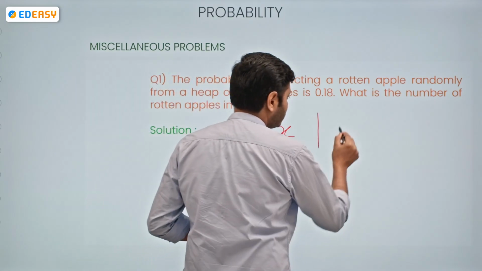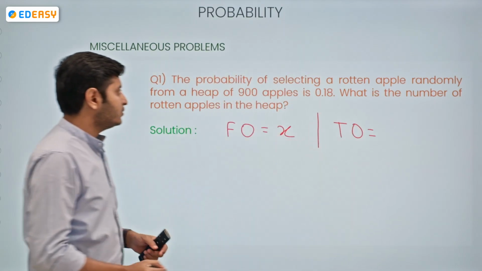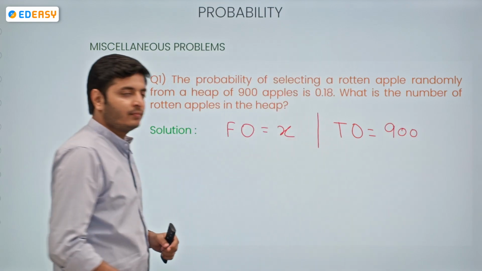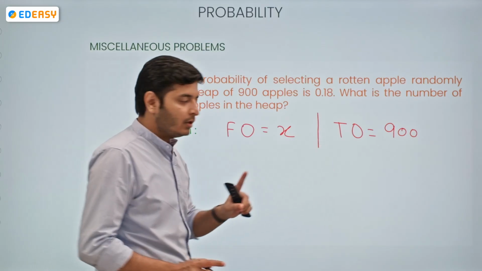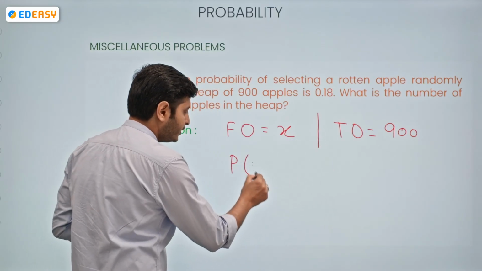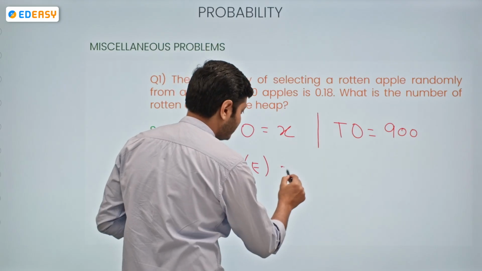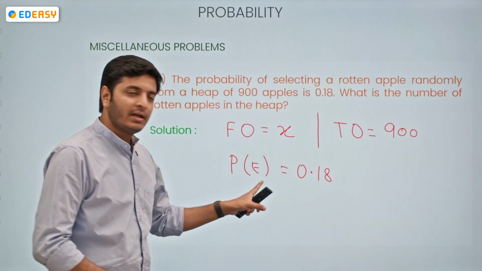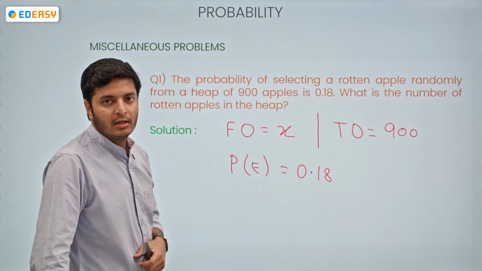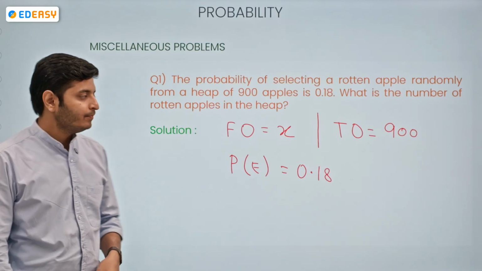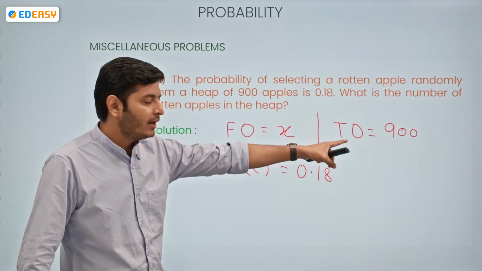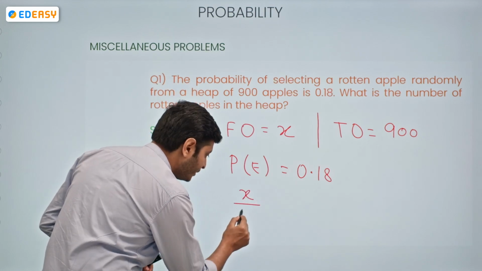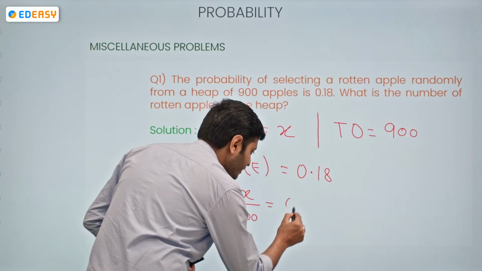Total number of outcomes is what? It is already given: a heap of 900 apples. So total number of outcomes is 900. But along with this, one more thing is given to me, that is the probability of this event to happen, 0.18. Now I'm gonna replace P of E with the formula. How to calculate P of E? Total number of favorable outcomes divided by total number of outcomes. So in place of P of E, I'm gonna write favorable outcomes x divided by total outcomes 900 is equal to 0.18.